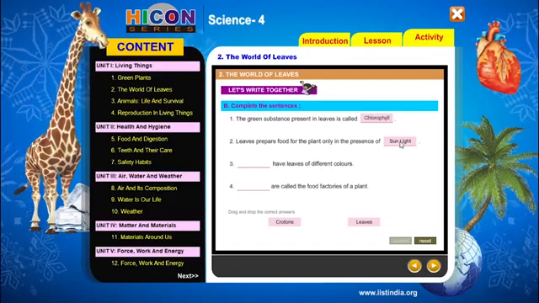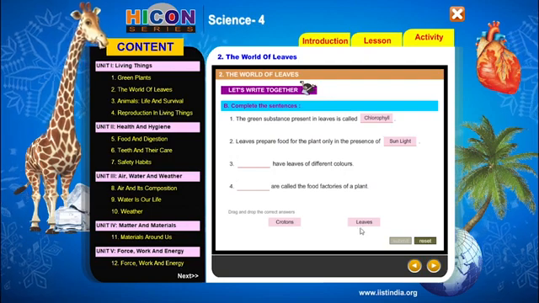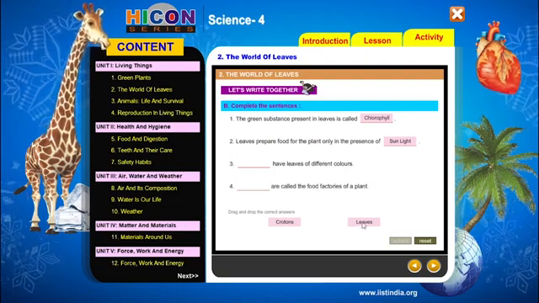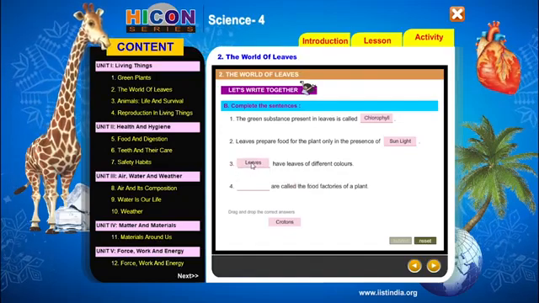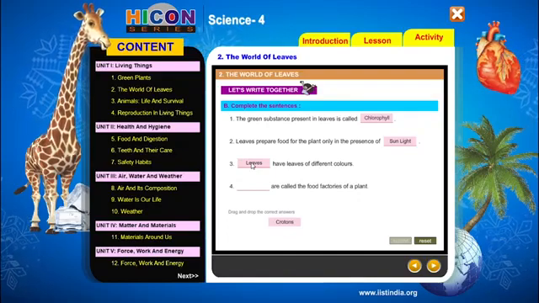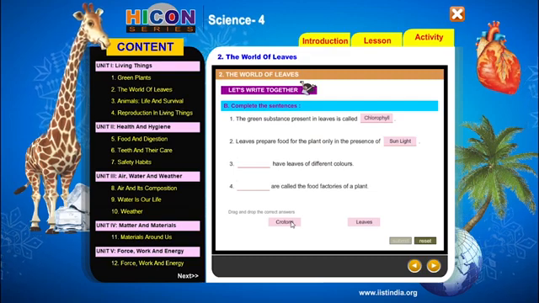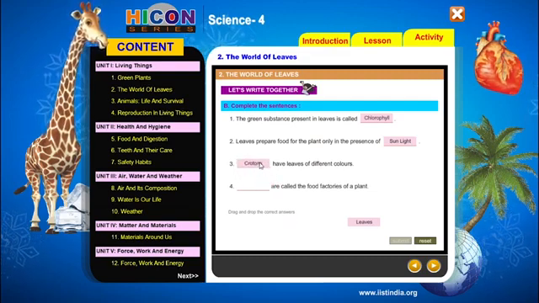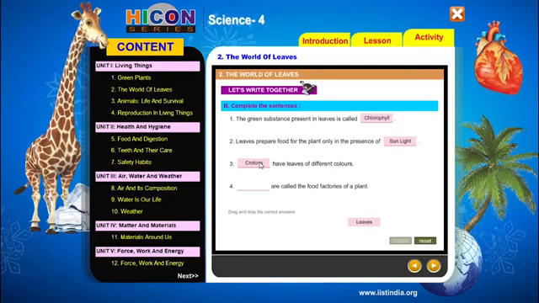So leaves have different colors. Some leaves are green, some are red, some are yellow, and some are white, etc. So the correct answer for the third sentence is crotons. Crotons are some special species of plants which have different colored leaves.